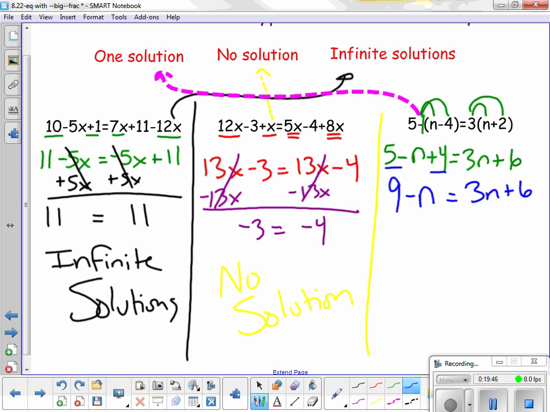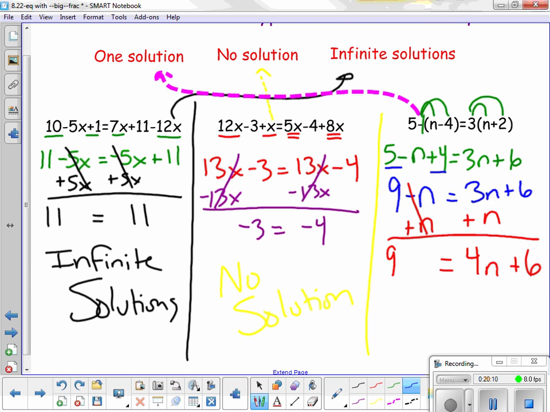And now I want to simplify this, so I move the smallest variable to the other side. Well, I have negative n, so it's the smallest, so I add it to both sides since addition is the opposite of subtraction. Bring down the 9. Negative n and positive n cancel. Equals 3n plus n is 4n. Bring down the plus 6.